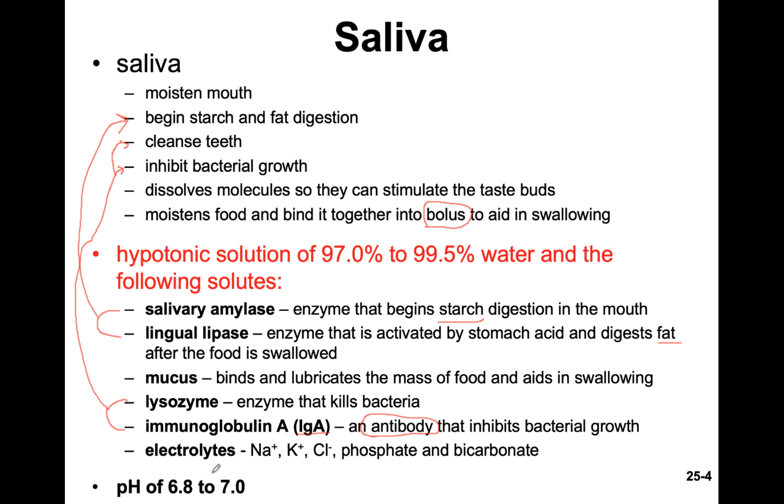The last one are electrolytes. Of course, like every other compartment and area of your body, you do have salts like sodium, potassium, chloride, phosphate, and bicarbonate. So this is your saliva.